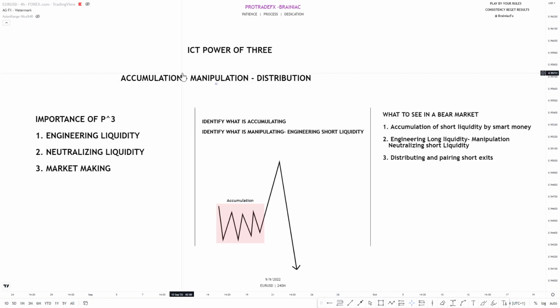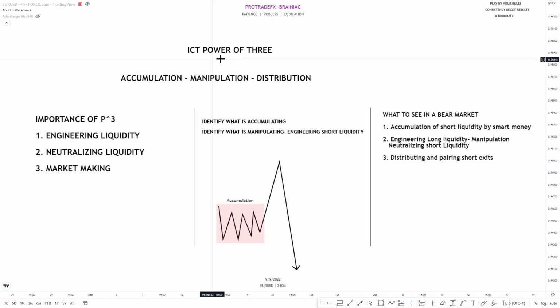I know most of you know what it is, and some of you do not. For the purpose of those who do not know what the power of 3 is in the forex market, this is why I'm making this video: to simplify what ICT actually means by the power of 3, how you can use it as a tool or an arsenal to be profitable in the market, and how to anticipate a potential move in the market. That's the actual essence of the power of 3. You are able to anticipate a future move in the market.